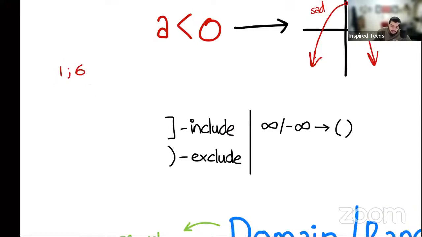What happens if we include 1 but don't include 6? What would this range be? It would be 1, 2, 3, 4, 5. It would end at 5 because we don't include 6. What happens if we start from 1 and go to 6, but don't include 1 or 6? Then the range here would be 2, 3, 4, 5. So that's just something to help you with that.